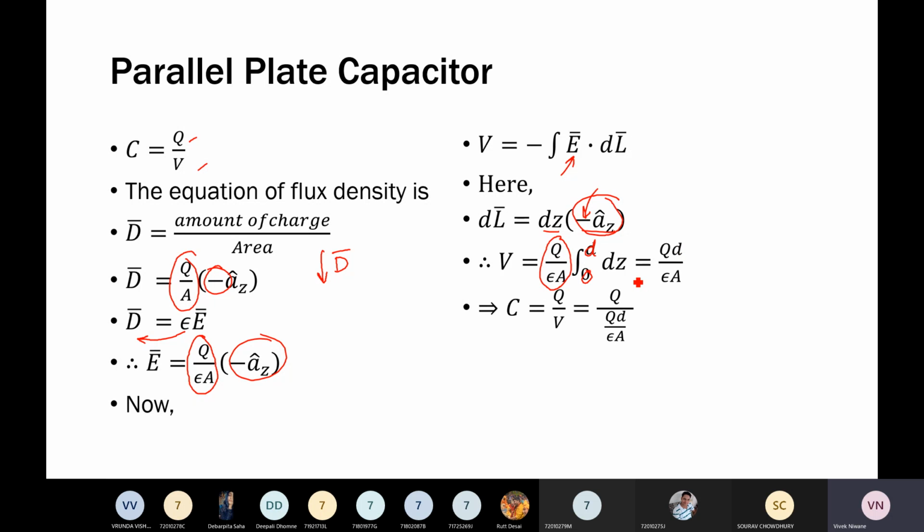Q we kept as it is, and what did we put for the equation of V? qd upon epsilon A. So Q gets cancelled out and we have the expression of capacitance of a parallel plate capacitor as epsilon A upon d. This is a well-known formula.